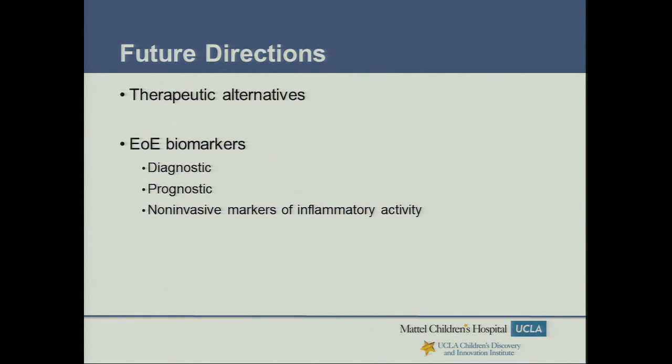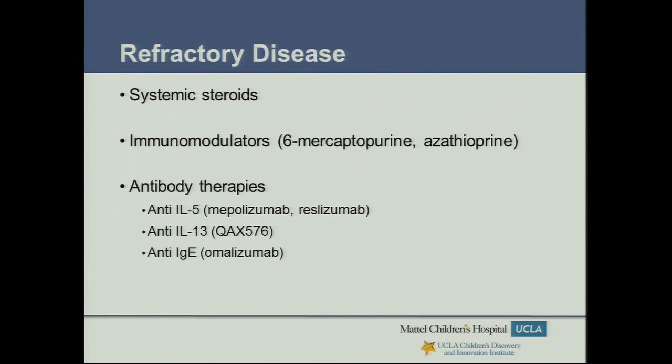Most of the research in EoE is looking at two areas. First, in the clinical arena, what are therapeutic alternatives for patients, especially patients with refractory disease? And what are the potential biomarkers that we can use to follow these patients so that we hopefully don't have to subject them to invasive endoscopy as much as we currently need to?